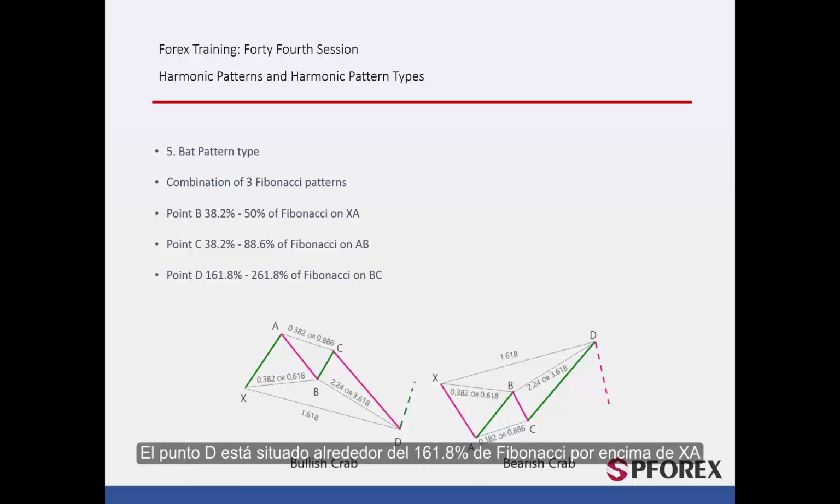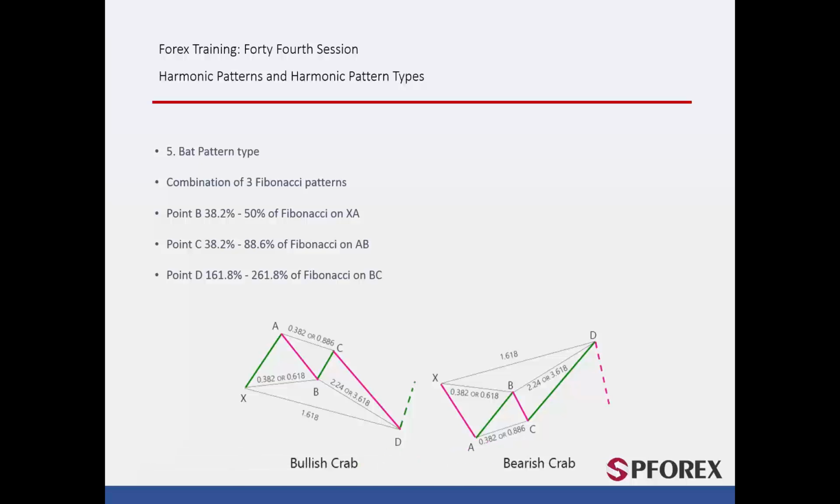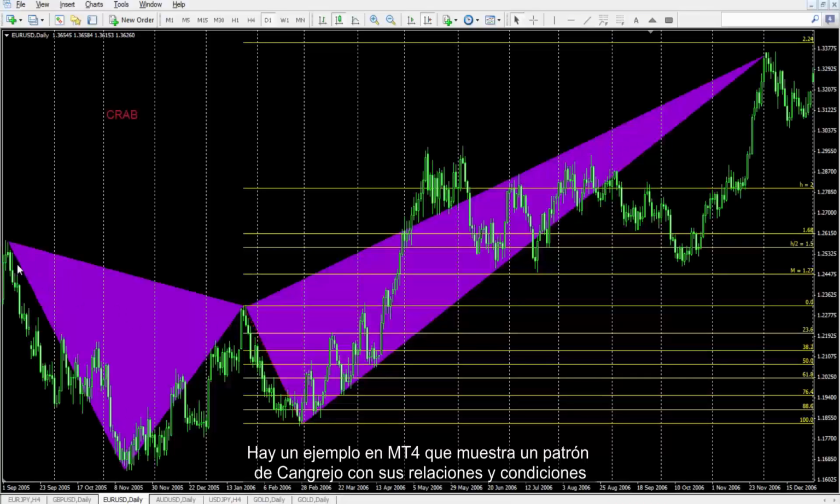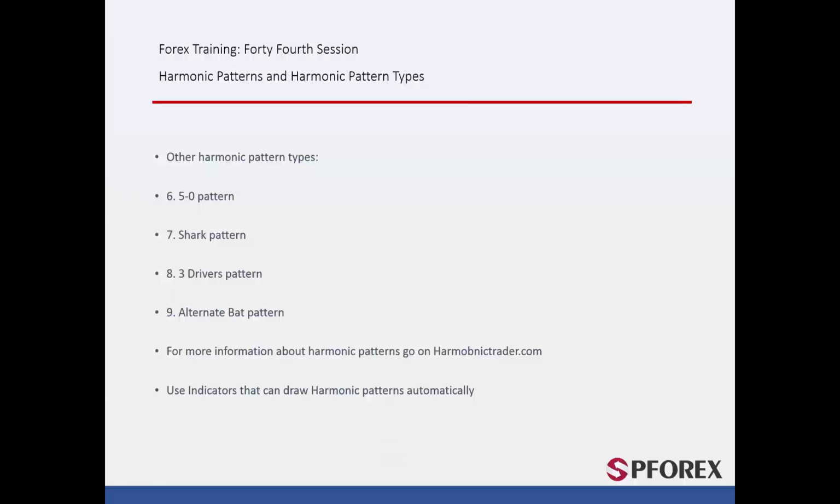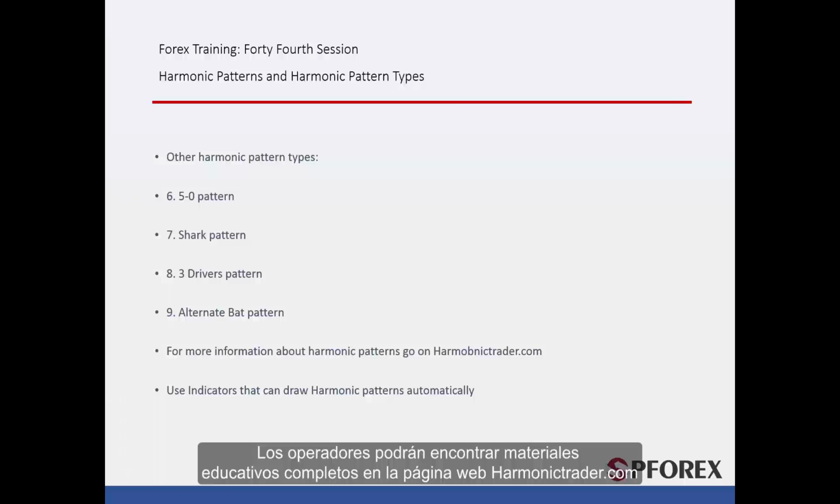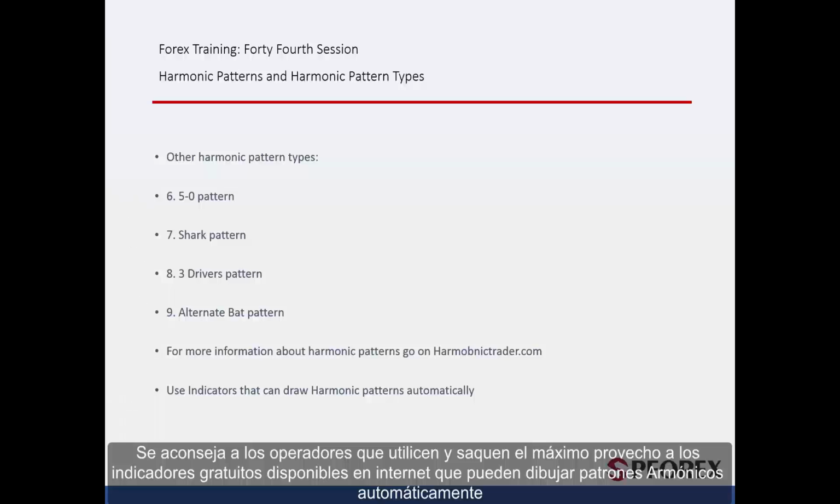Point D is around 161.8% of the Fibonacci over XA. There is an example on MetaTrader 4 that shows a crab pattern with its relations and conditions. There are other harmonic patterns such as the 5-0 pattern, shark pattern, 3 drives pattern, and the alternate bat pattern. Traders can find complete educational materials on the website harmonictrader.com. It is recommended that traders exploit free indicators available on the internet which draw harmonic patterns automatically.